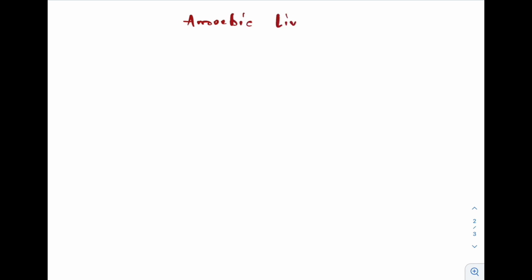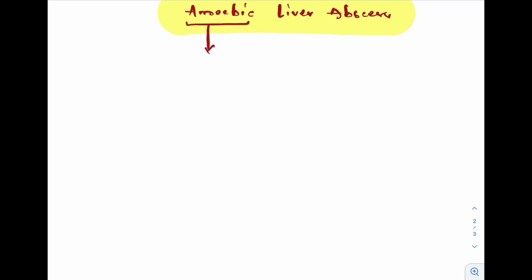Amoebic liver abscess. As the name itself specifies, this is because of amoeba, which causes an abscess within the liver. And what amoeba? I think everybody knows it. That is Amoeba histolytica.